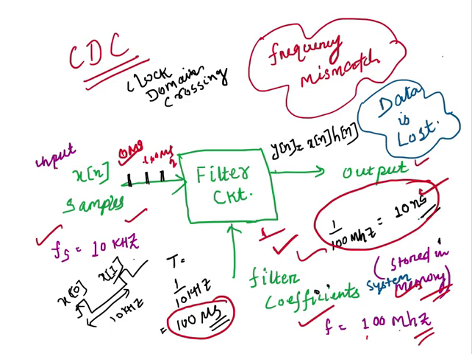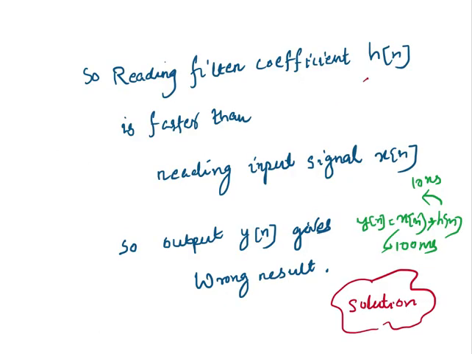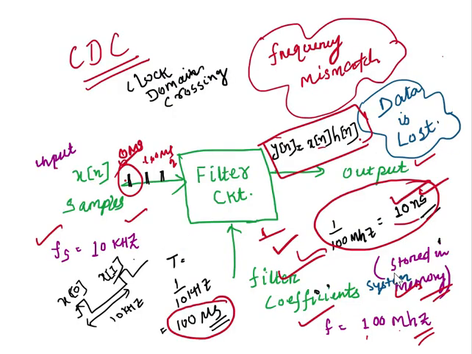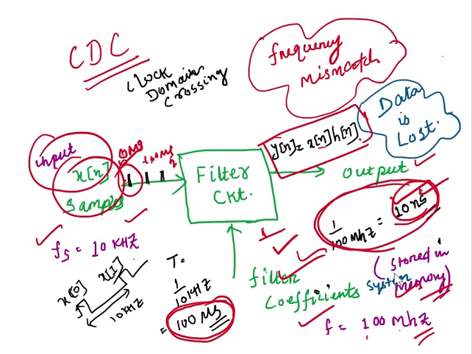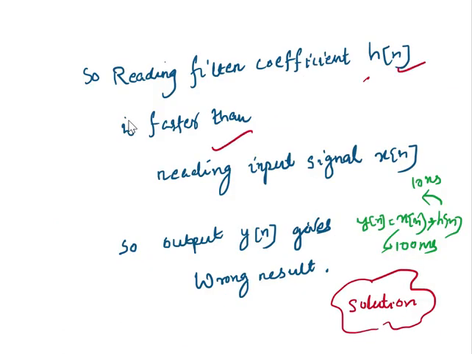Okay. And this is the digital filter output, and this is the formula for this digital filter output, y[n] equal to x[n] into h[n]. So we are multiplying the digital input signal with the filter coefficients. And what is happening here, see, we are reading filter coefficients every 10 nanosecond, and we are sampling this input signal every 100 microsecond. That means reading this filter coefficient h[n] is faster than reading the input signal x[n], because here we are reading every 10 nanosecond, then we are sampling our input signal every 100 microsecond.